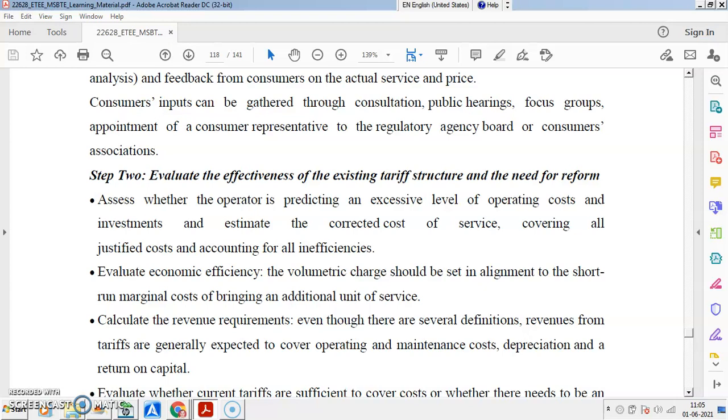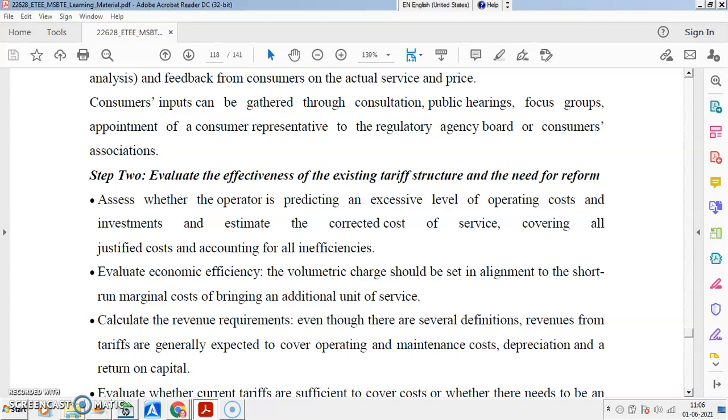Then evaluation of economic efficiency of the tariff based on the volumetric charges is done. Especially marginal cost analysis, of bringing the additional unit of services like ancillary services, reserve charges, fuel cost increments and all those. And calculation of revenue requirements is also done. And it is found out whether the revenue gathered is sufficient, whether you can easily cover the operating and maintenance cost, the depreciation cost and actual running cost of the project and capital.